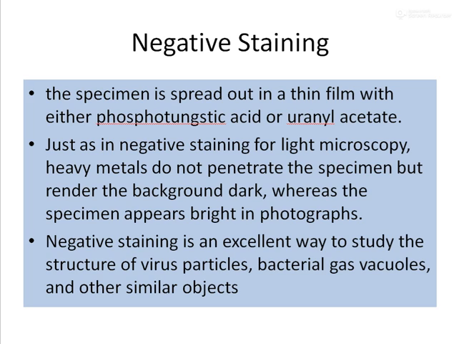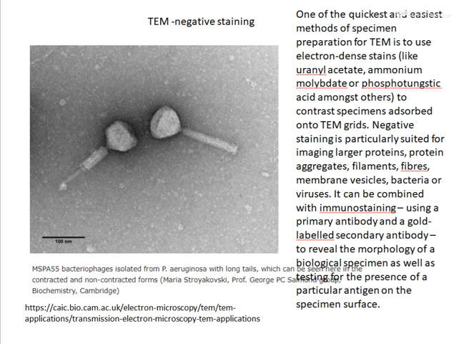Negative staining is an excellent way to study the structure of virus particles, bacterial gas vacuoles, and other similar molecules. So this is an example in which a bacteriophage is viewed by negative staining. So what would happen? The background, as I told you earlier, the uranyl acetate will make it more electron opaque.